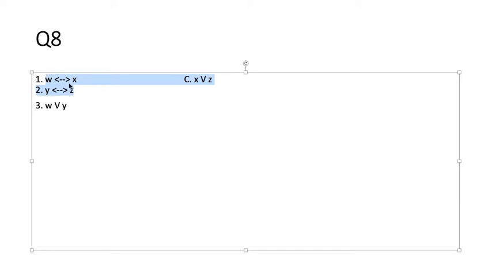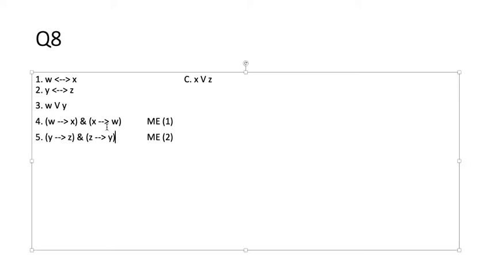All right, question 8. Again, I have these biconditionals on lines 1 and 2. And so I'm just going to break those down straight up into something that's easier for me to work with. So I'm going to use the rule of material equivalence. Again, it's the only rule I have to deal with biconditionals. So I'm going to do material equivalence on line 1, then again on line 2. I'm going to turn those biconditionals into conjunctions of conditional statements.